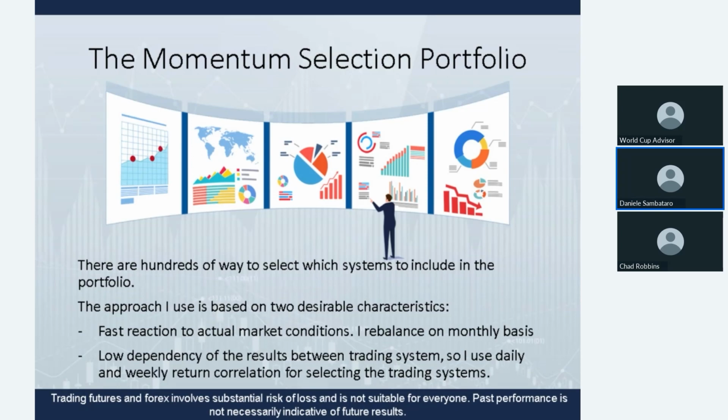The one I use is based on two desirable characteristics. I want first a fast reaction to actual market conditions, so I rebalance the portfolio on a monthly basis. And I also want low dependency of results between trading systems, so I use daily and weekly correlation for selecting the trading systems to include. So let's see my approach in more detail.